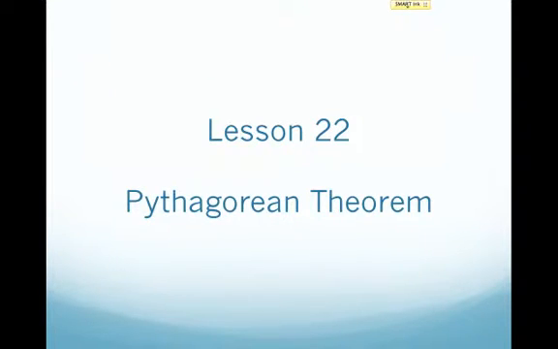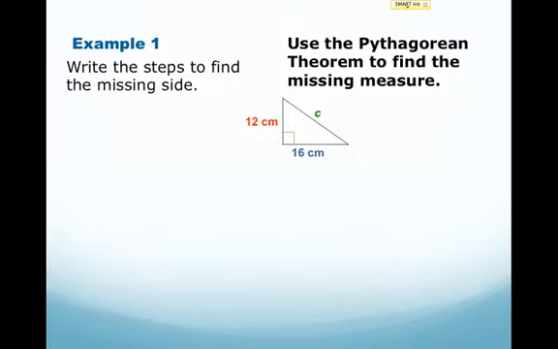Lesson 22, Pythagorean Theorem. Example 1. Use the Pythagorean Theorem to find the missing measures. In this right triangle, we have legs that are 12 and 16, and a hypotenuse, which is C. Remember, the legs are the shorter sides of a right triangle, and the hypotenuse is the longest side.